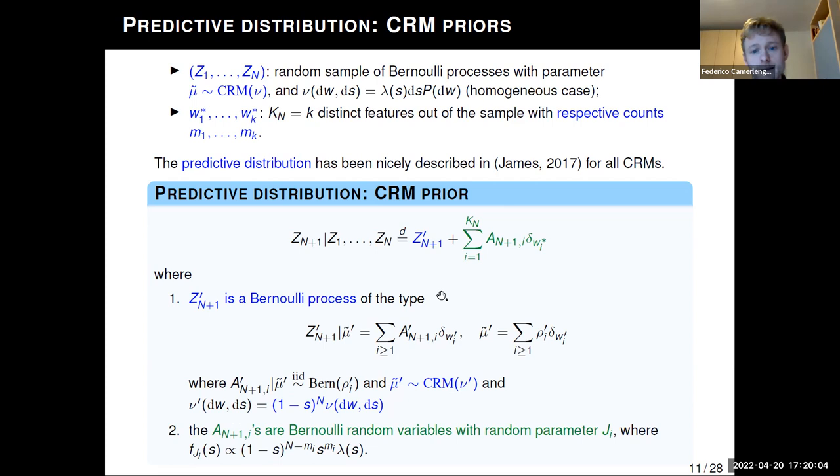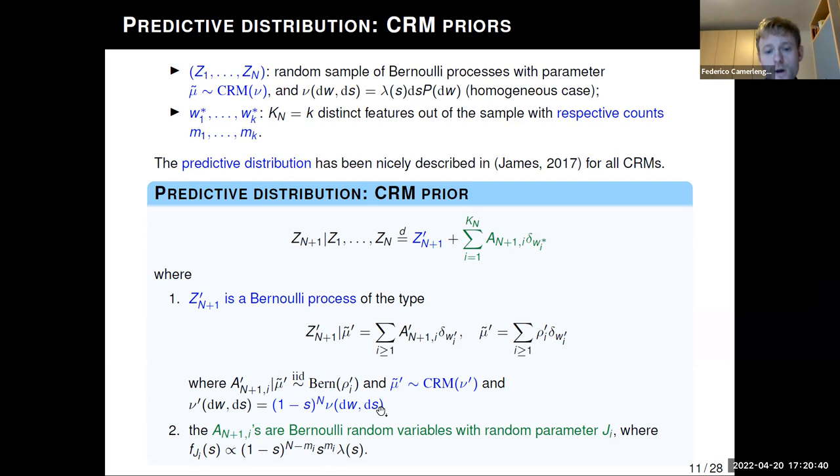Then you also have this part in green, which refers to the number of already observed features. In particular, this individual may select, for example, feature W_i* with a probability that has its own distribution. But in this talk, we are typically interested in the number of new genetic variants, in the number of new features. So I want to focus much more on this part in blue, whose distribution, I underline again, depends on the initial sample only through the sample size.